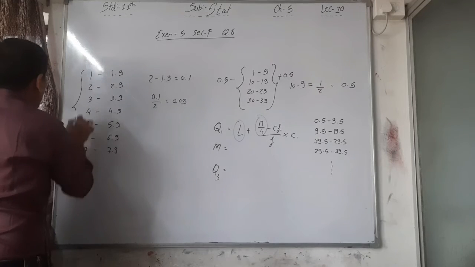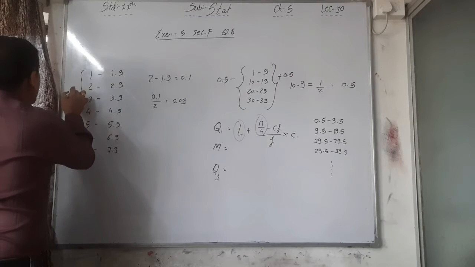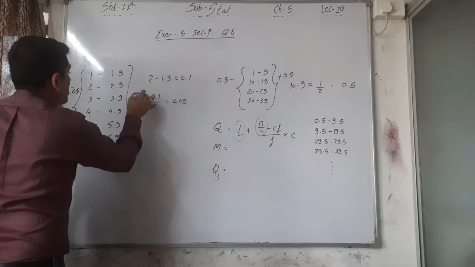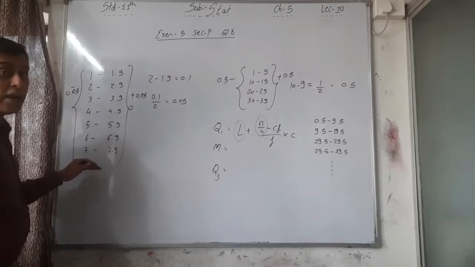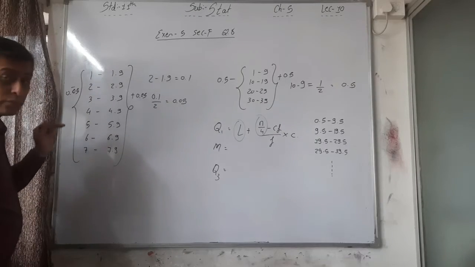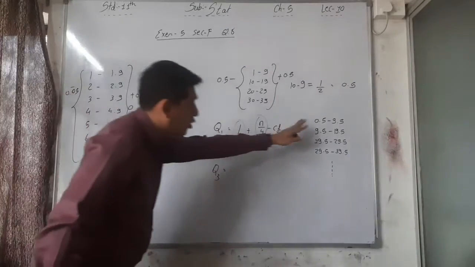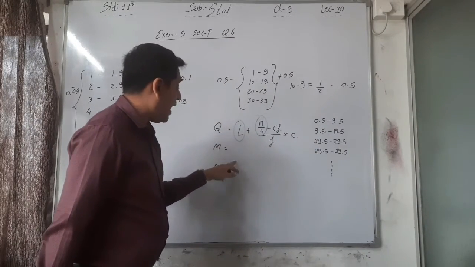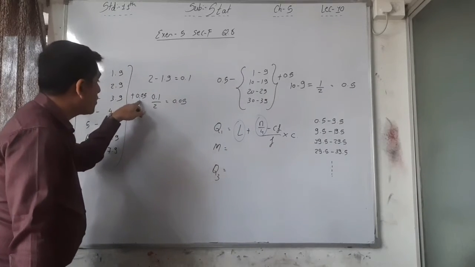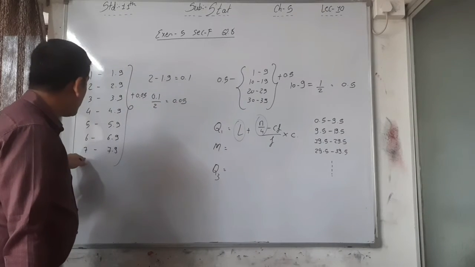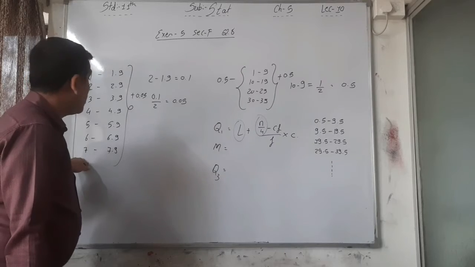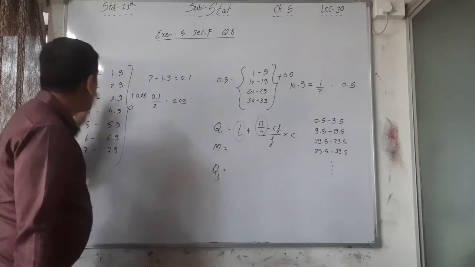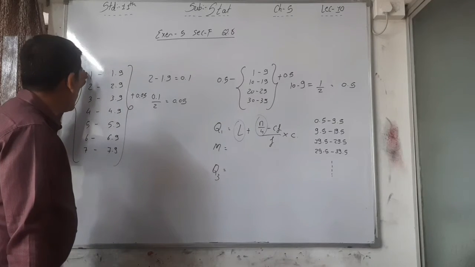So here 0.05 is subtracted and 0.05 is added, and you have to find the new classes like this. Or if you don't want to find them, then while taking L, you just have to subtract 0.05 from the class for the lower class boundary. L is equal to what? In these cases, you have to subtract 0.05 from these.